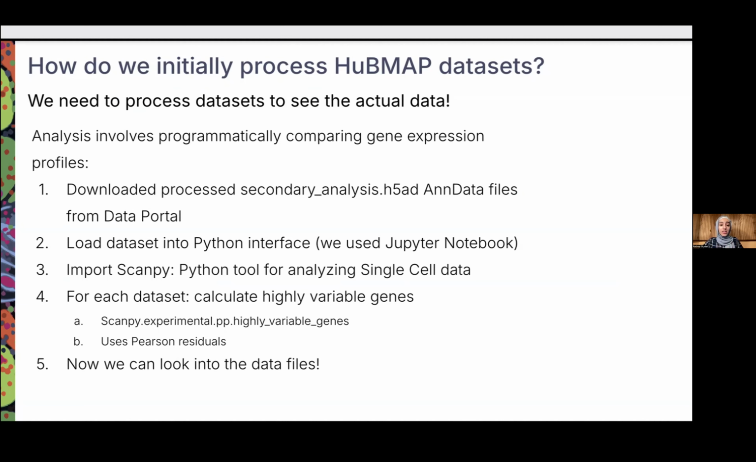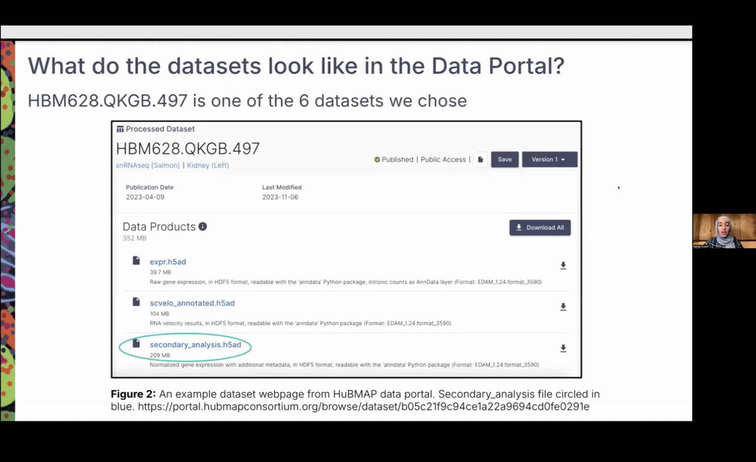Now, after all that is done, our data files are pretty much ready, and we can go on a deeper level and start analyzing what they actually look like. So, just for reference, what do the datasets themselves look like in the data portal tool? This is what they look like. This is an example dataset in the data portal tool, and this file that I circled here in blue, the secondary analysis file, is the file we chose to use for processing because it is already processed, like it's already done all the pre-processing and quality control, etc.